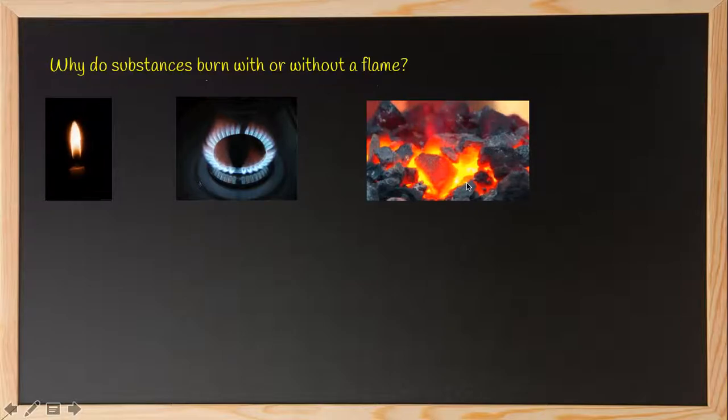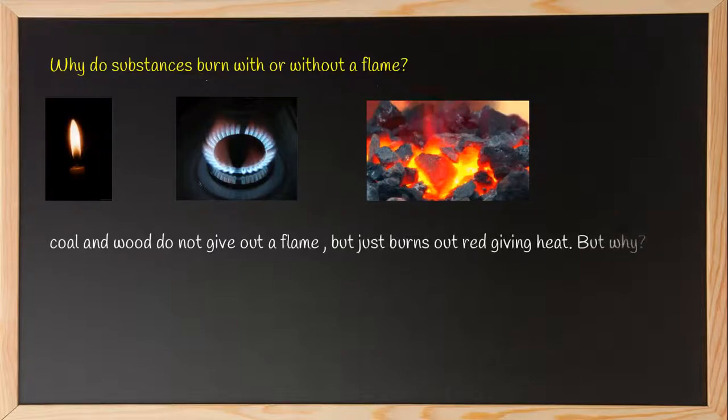Have you ever seen the burning of coal and wood? Whenever you burn a substance containing wood, initially there is a flame because of the moisture content and everything, right? So there is initially a flame, but after that, they just continue to burn bright red. What is the main reason? Coal and wood do not give out a flame, but they just burn red, giving heat.